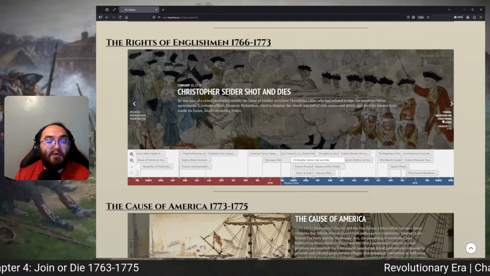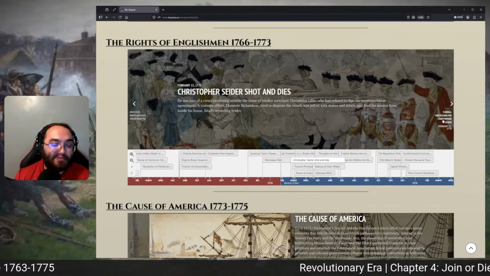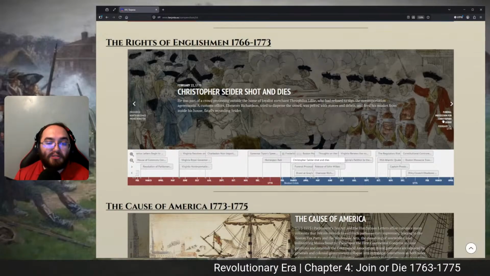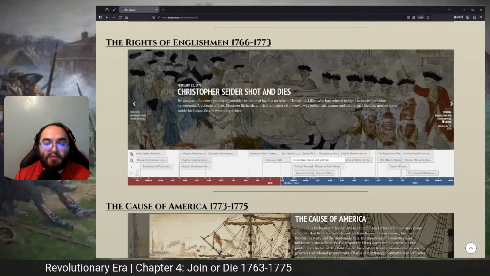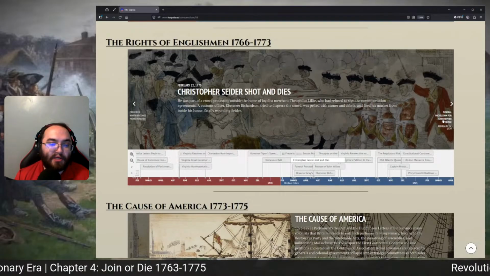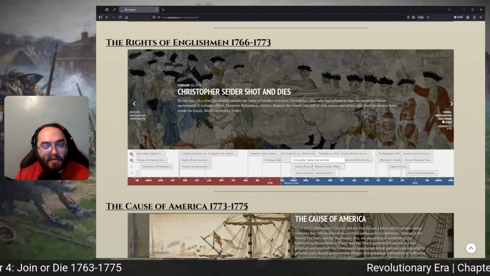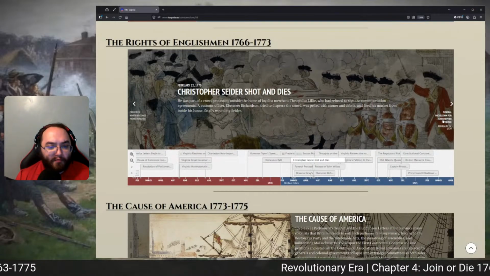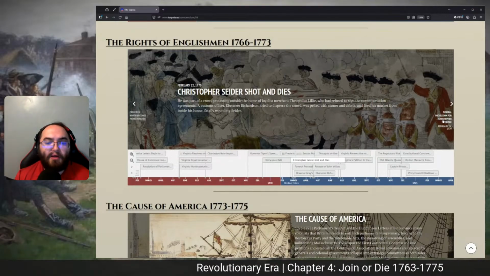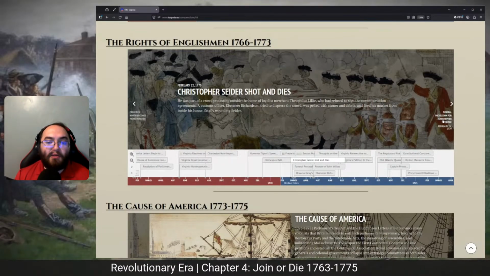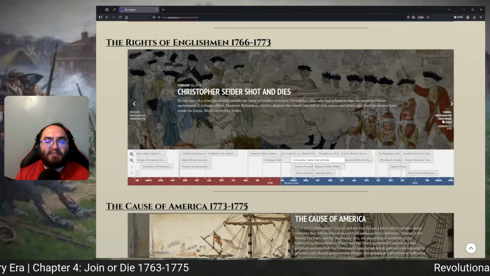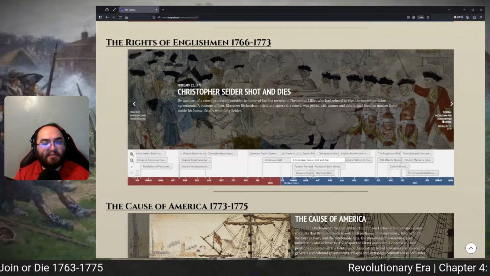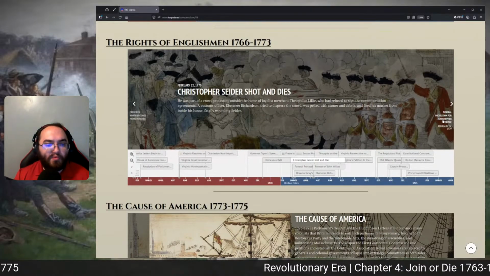And so he was part of a crowd protesting outside the home of loyalist merchant Theophilus Lillie, who had refused to sign the non-importation agreements of Massachusetts, of Boston. A customs officer, Ebenezer Richardson, tried to disperse the crowd. He was pelted with stones and debris and fired his musket from inside his house, fatally wounding Seider.